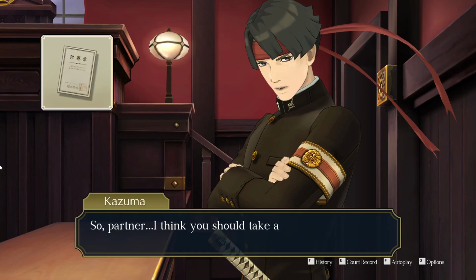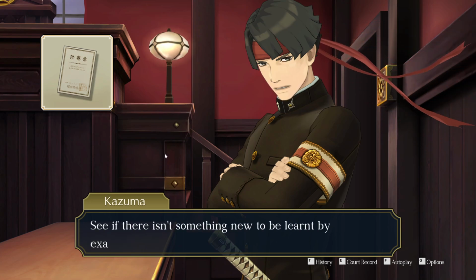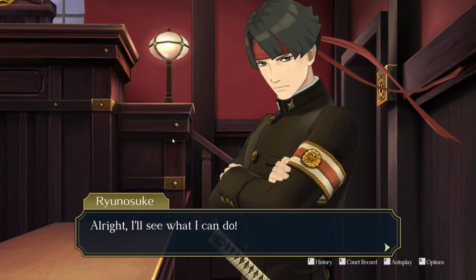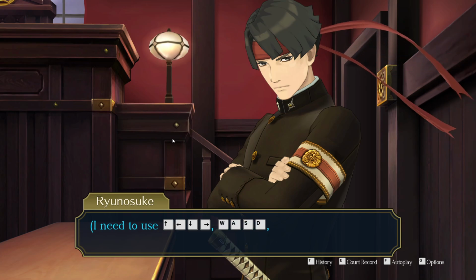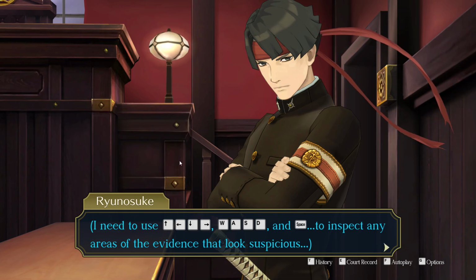So, partner, I think you should take a closer look at this medical report card. See if there isn't something new to be learned by examining it in more detail. Alright, I'll see what I can do. You need to use the arrow keys, W, A, S and D, and space to inspect any areas of the evidence that look suspicious.